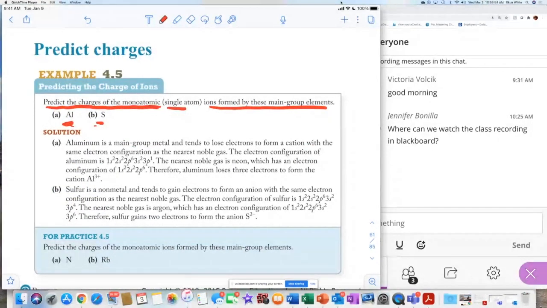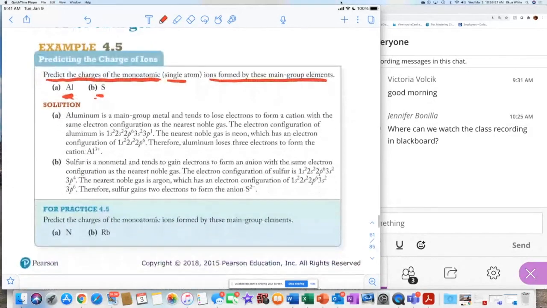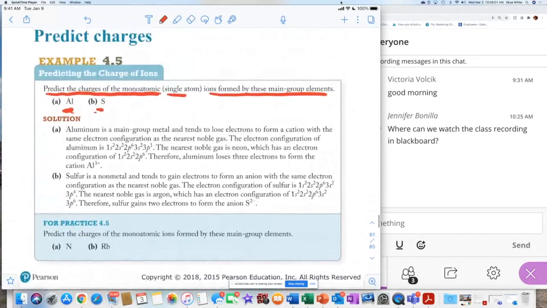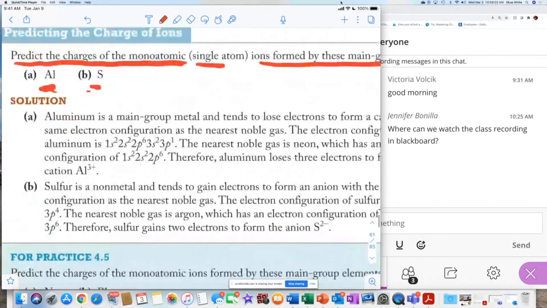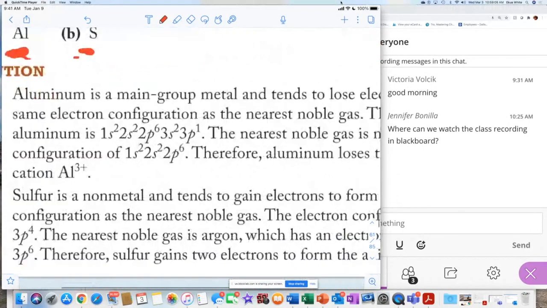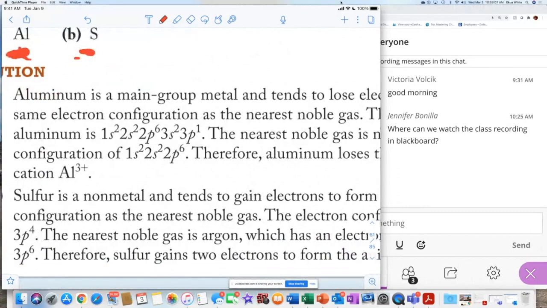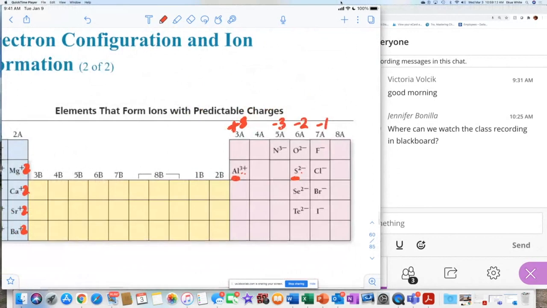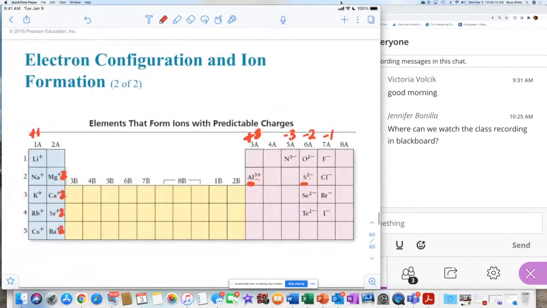Okay? They go on to explain the configuration and all that stuff. We're not doing all that right now. We're just looking at the charges. But since they're showing this for aluminum, when aluminum does lose its 3 electrons, let me show you right here. When I was learning this in school, because we started when we're kind of younger, I saw it as a game, right? When aluminum loses 3 electrons, it now has 10 electrons.